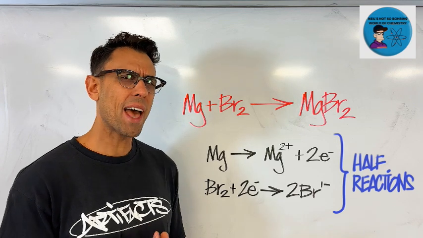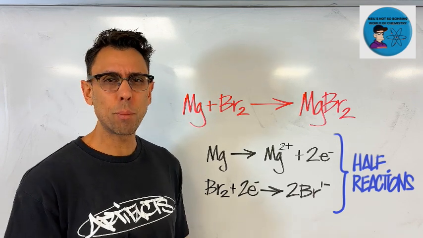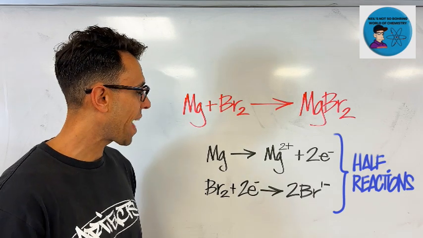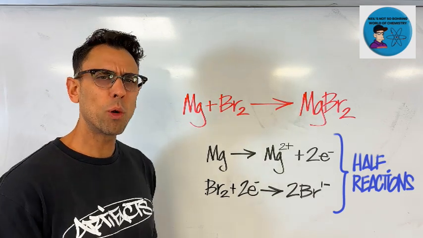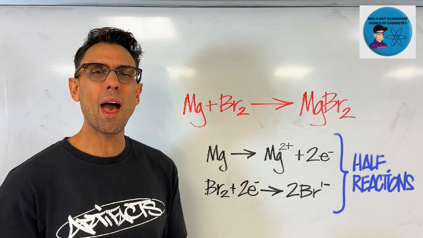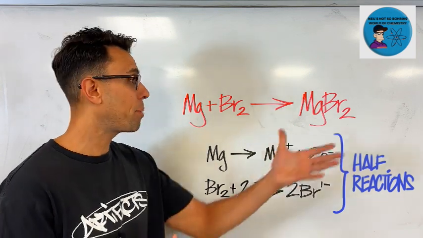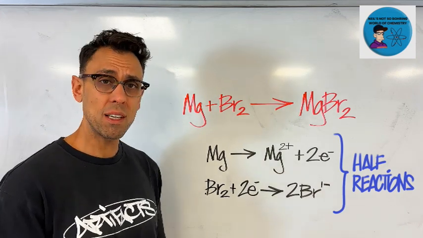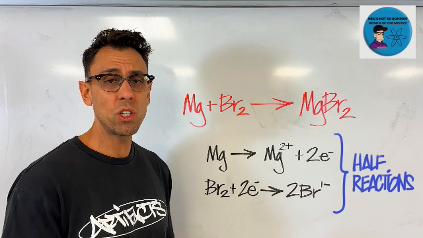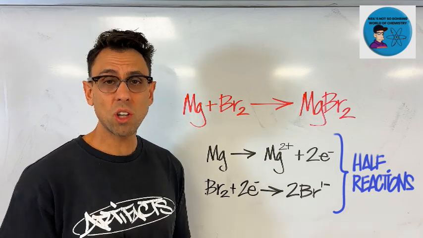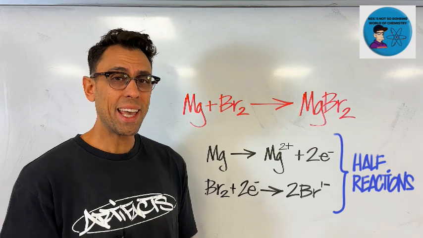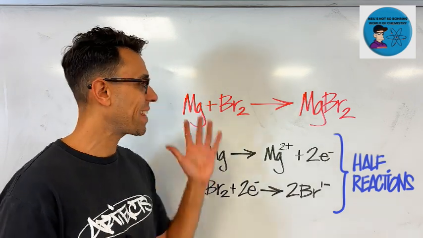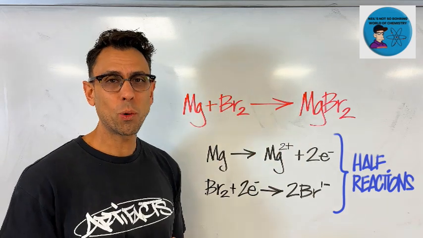So let's take a look at these half reactions. How are they different from a regular balanced chemical equation? Okay, the first thing you're going to notice is that in each half reaction, we're really just focusing on one single element that took part in the bigger overall reaction. So for example, in the first half reaction, we just have magnesium. In the second half reaction, we just have bromine. So that's a good starting place. When you write half reactions, each of them, there are two, will focus on just one of the elements in the overall chemical equation or reaction.